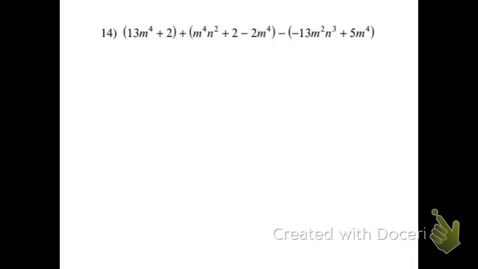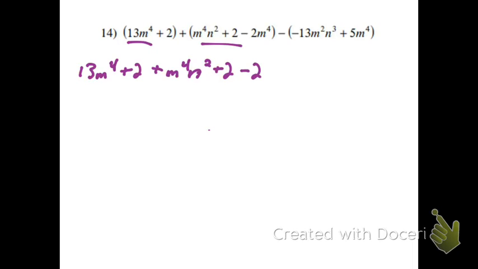Then some addition problems. Now this is an addition and subtraction problem I thought would be nice to do, just to explain all the fun that we can have with this. Now the first part is addition here, so I'm just going to drop the parentheses. But then over here we have subtraction, so I'm going to change all those signs, or both of those signs I should say. So plus 13m squared n to the third, and then minus 5m to the fourth, because a negative times a positive is a negative.